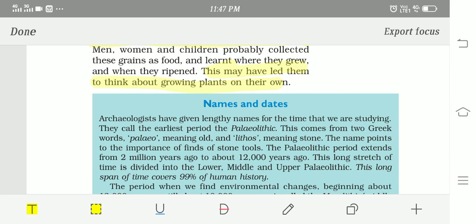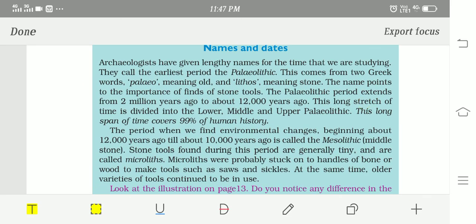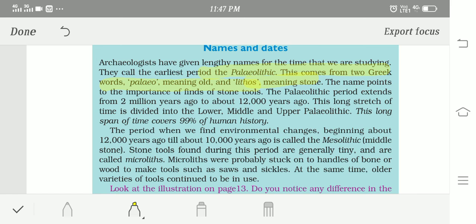Now, these are the different ages. The oldest one is the Paleolithic. It is from Greek: paleo means old and lithic means stone, so old stone age. Its main feature is that stones were the main tools they had, and it extended from 2 million years to 12,000 years ago. This is called the Paleolithic age.